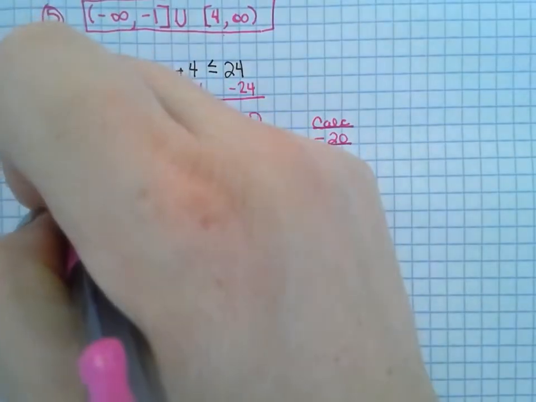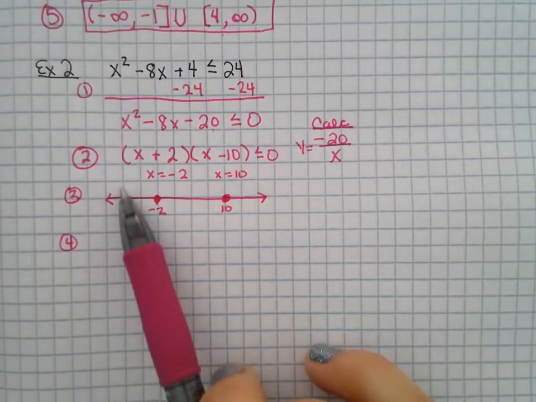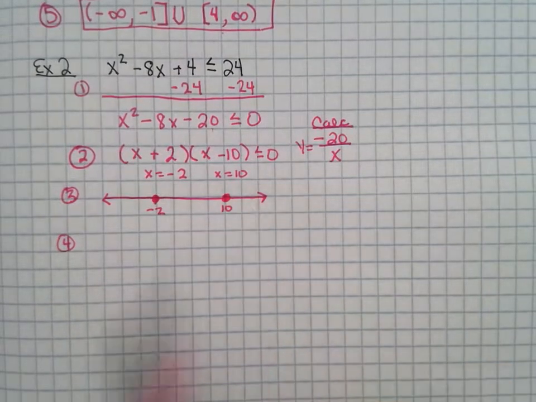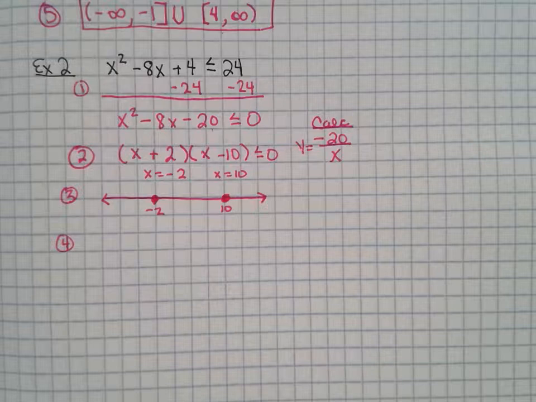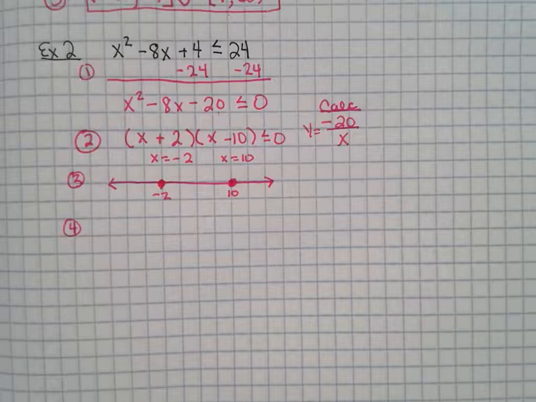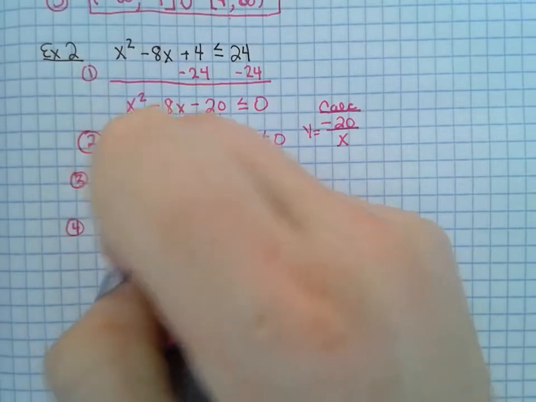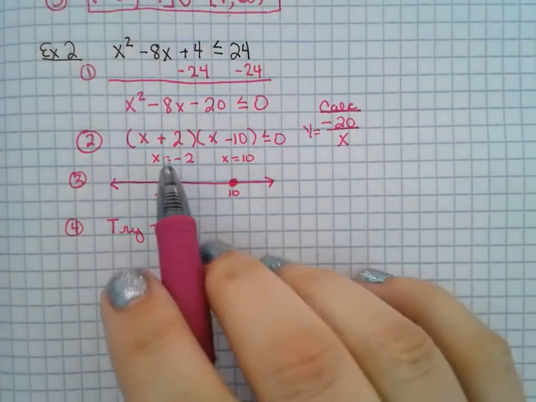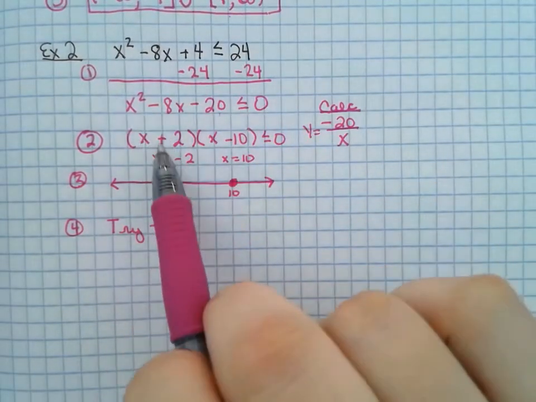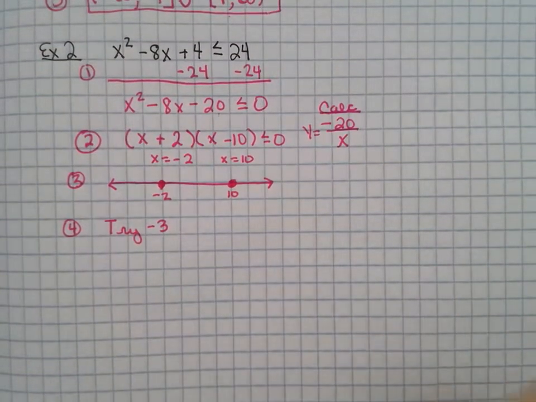Step 4, now I need to test one number from this area, one number from this area, and one number from this area. You can test any number in that area. So what would be a good number to test from here? What'd you say? Negative 3, negative 4, whatever you want to do. I usually just do the next number, so I'm going to try negative 3. And I always plug it into the factored form. It would work if you plugged it in up here, but I feel like this is a lot easier. The calculations you have to do in your head are much smaller that way.